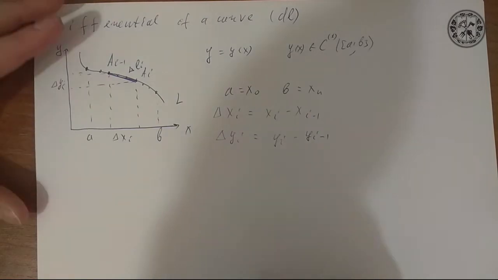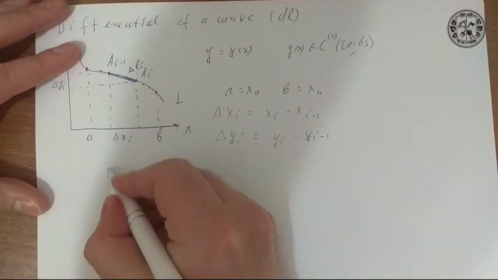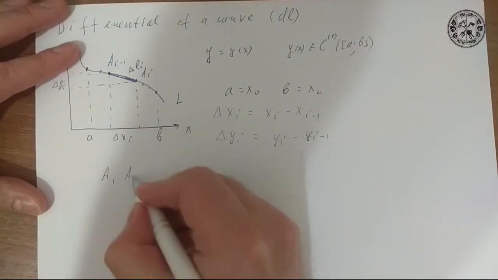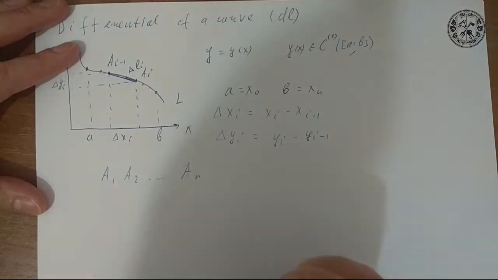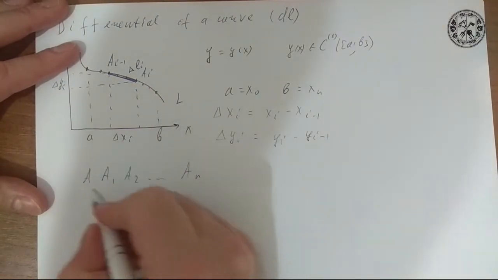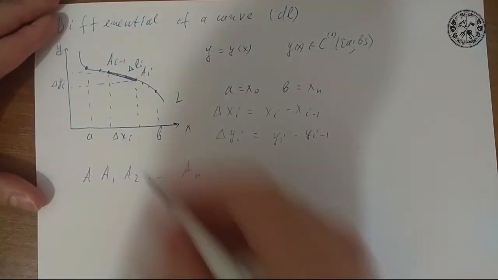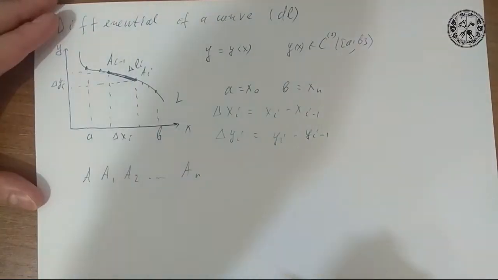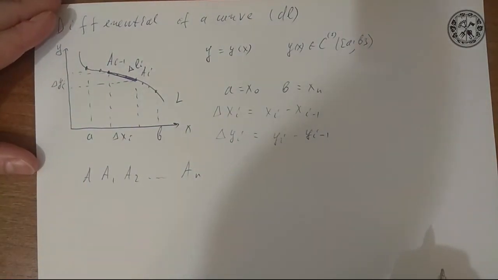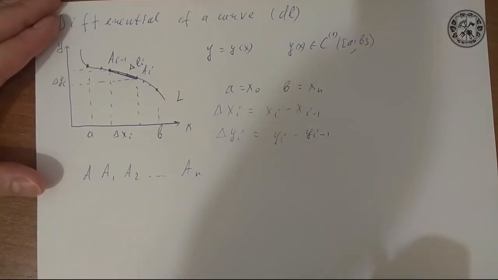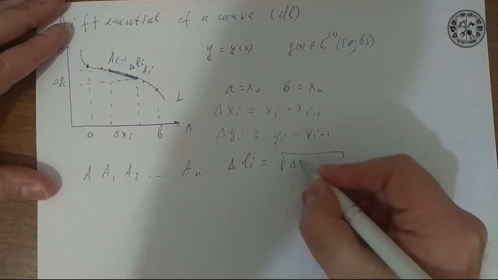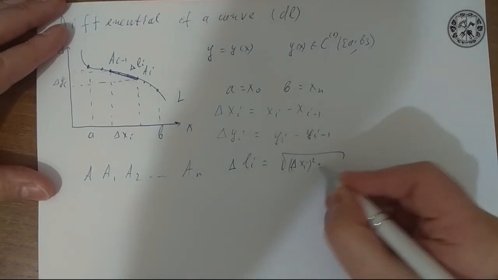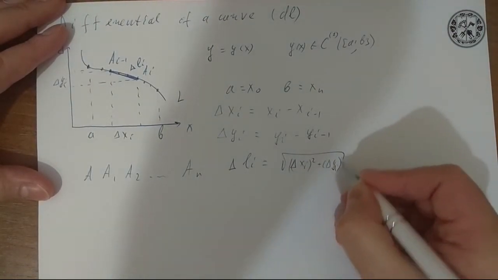And we can now consider line segments a1, a2 and so on, an, which will give us an approximation of this curve. Using Pythagoras theorem, we will get delta li will be square root of delta xi square plus delta yi square.